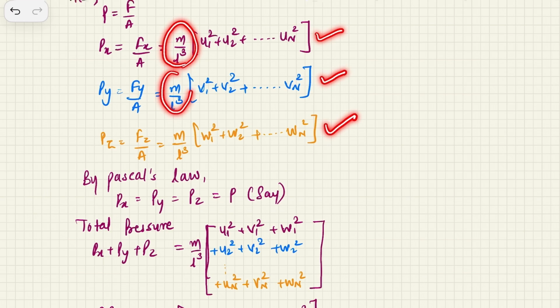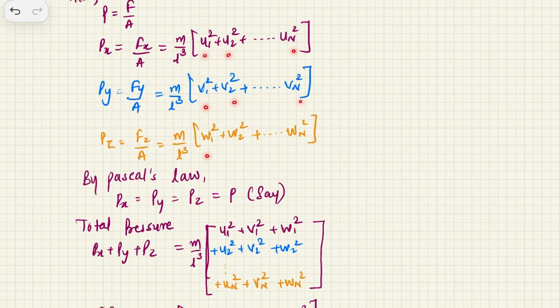So m upon L cube is common in each and every term. So I have taken m upon L cube common outside. And u1, u2 till un, v1, v2, vn, and w1, w2, wn. I am supposed to write that in a bracket, but I am just manipulating it. I am just writing all the ones together, 1, 1, 1, all the twos together, and all the n's together. So I get un, vn, wn.